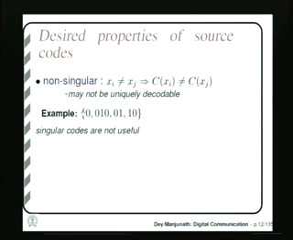But even if we have a non-singular code, we may not be able to decode a code uniquely. We will see later an example of that. So, for now, we will note that singular codes are not useful. That means, we should have distinct code words for each different symbol.